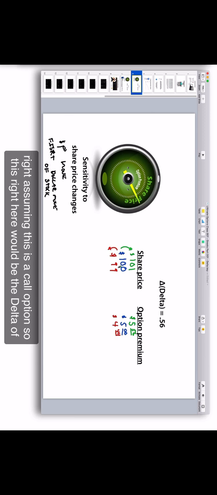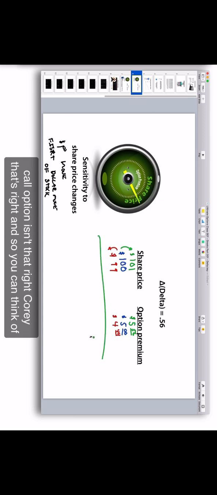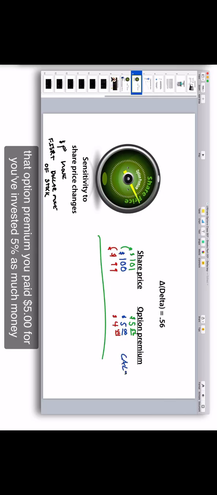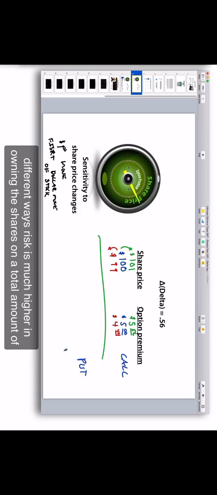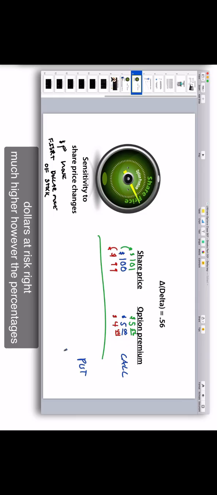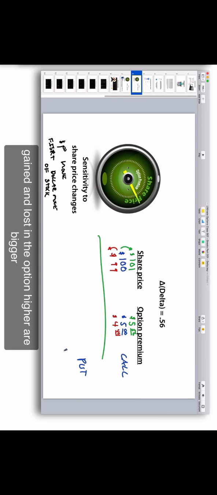So this right here would be the delta of a call option. Isn't that right, Corey? That's right. And so you can think of that option premium you paid $5 for. You've invested 5% as much money as the stock example. So risk, that's a great point. Risk can be looked at in two different ways. Risk is much higher in owning the shares on a total amount of dollars at risk, right? Yes. Much higher. However, the percentages gained and lost in the option are bigger.